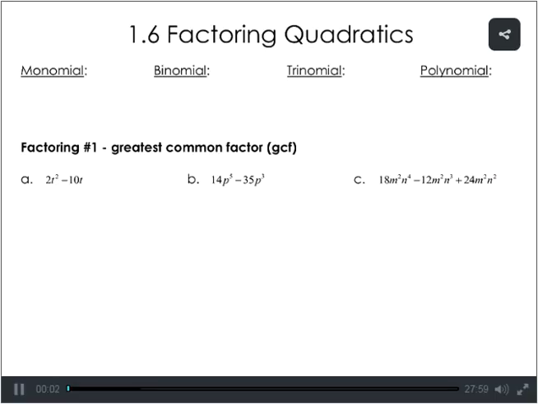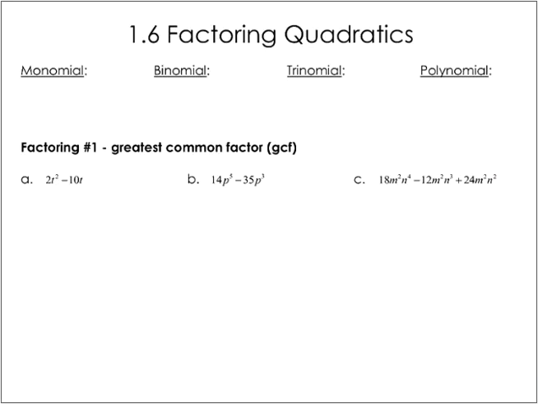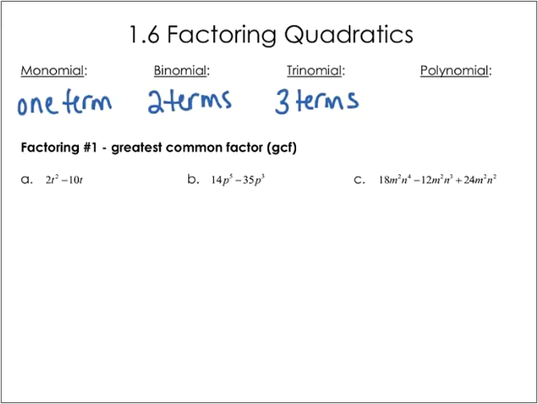Hi guys! We are going to be factoring quadratics now, and the first thing we're going to talk about are just some different expressions, what we can call them. First we have a monomial. If you have a monomial, that just means that there is only one term, where a binomial has two terms, a trinomial has three terms, and then a polynomial is an expression with more than two algebraic terms, and these terms are going to be added or subtracted.